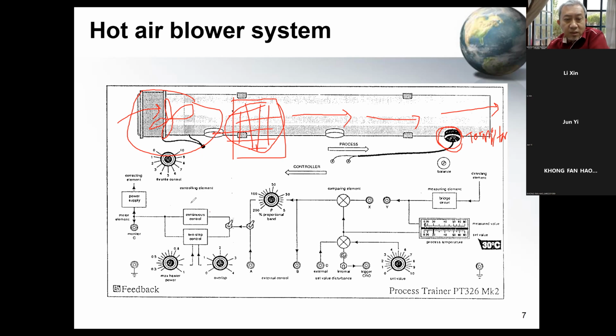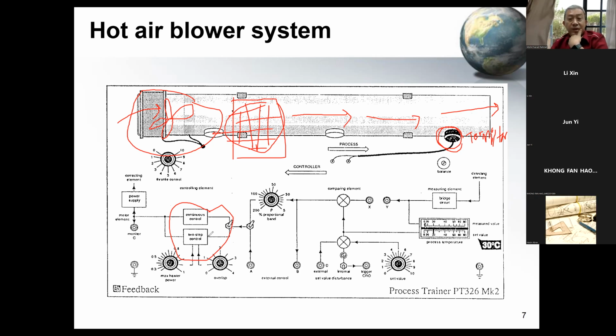So we have two controllers. One is a continuous controller, PID, and the other one is a two-step control, which is on-off, or we call it bang-bang control. At this moment, we don't use this one because we are not interested in controller design. We are interested in modeling this system.